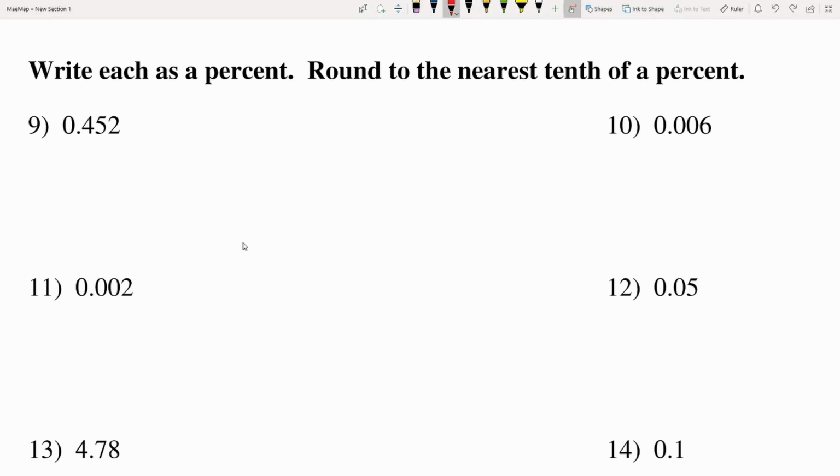So as opposed to dividing by 100, we're now going to multiply by 100. So in order to change the decimal to a percent, we're now moving the decimal point 2 to the right. That gives us the percent. Going from percent to a decimal, that's 2 to the left. So if our decimal is here in number 9, moving it once, twice, so this is going to be 45.2% for number 9.